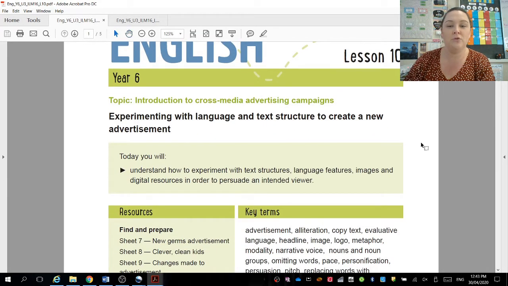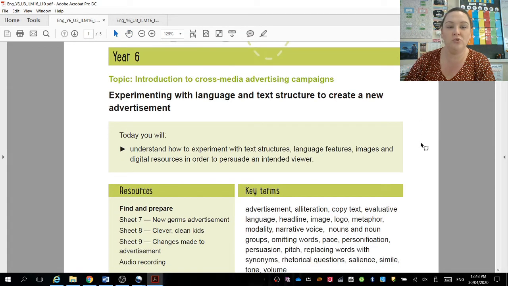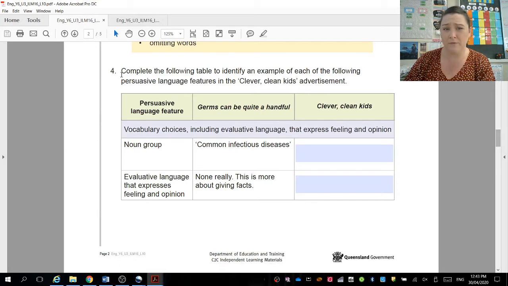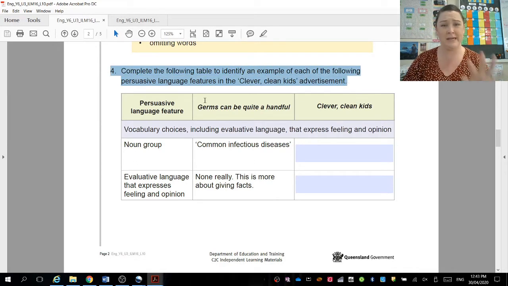You can choose if you would like to do the last part of this English lesson. The only part I want you to focus on is question 4, which is completing this table. This table looks very similar to what we're going to be doing for the next week and a bit. We're going to be completing tables like this, which is deconstructing, having a look at the advertisements and pulling out the different features.